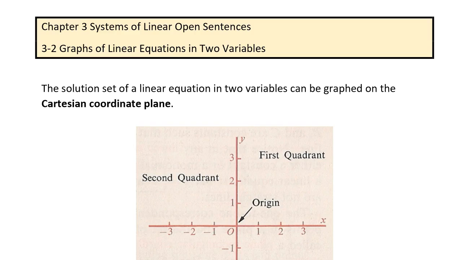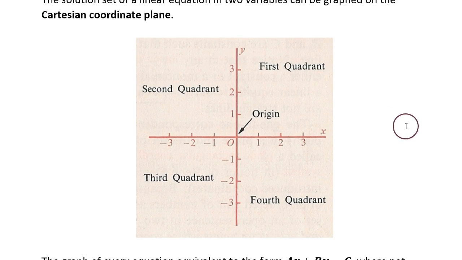This video is for section 3-2, graphs of linear equations in two variables. The solution set of a linear equation in two variables can be graphed on the Cartesian coordinate plane. Here's a picture of the Cartesian plane.